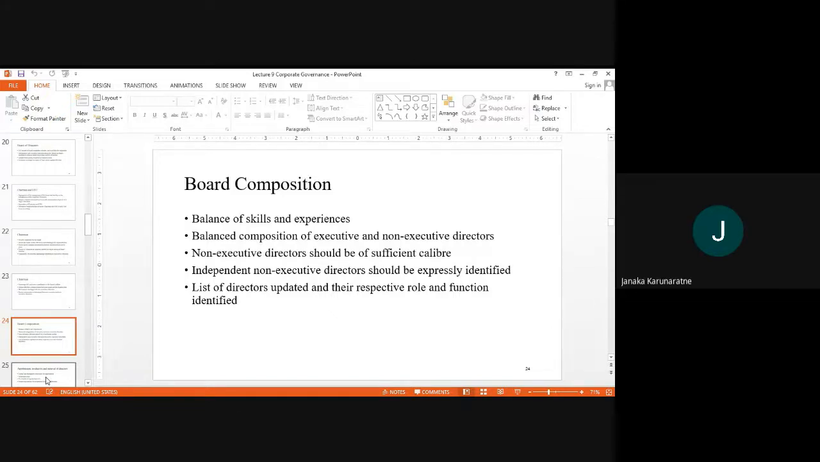Balanced composition of executive and non-executive directors. Also, while having balanced skill and experience, there should be a balanced composition of executive and non-executive directors, because executive directors have some interest in the day-to-day operations, whereas non-executive directors don't. And also, non-executive directors should be of sufficient caliber.